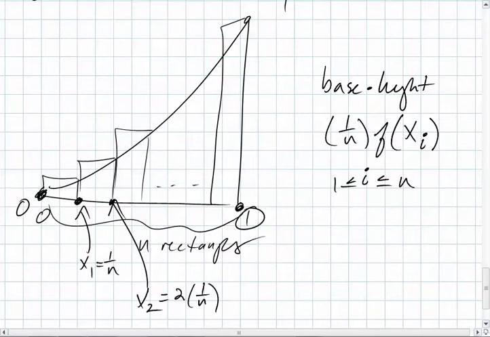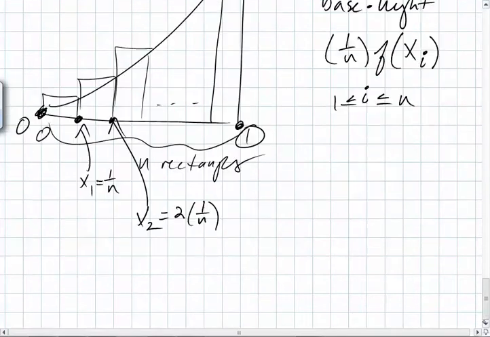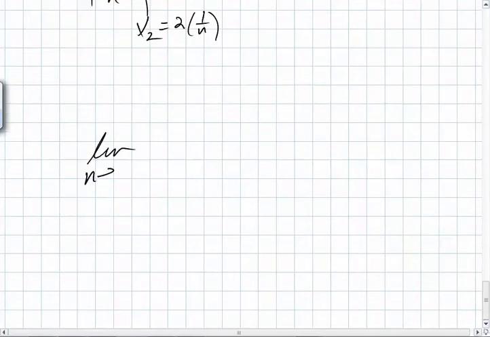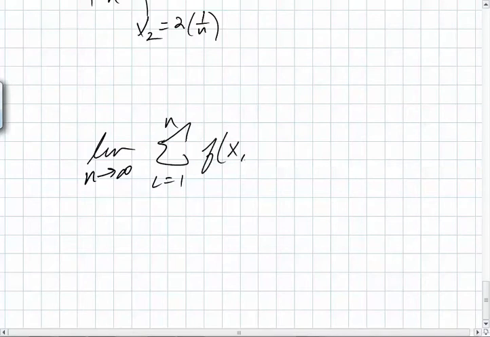Okay, so here's the deal. How many of these rectangles are there? Well, there's n of them, and we're looking as n goes to infinity, right? So this right here, if you add these all together, you end up with a value that's getting infinitely close to the actual area. So that's why you see this phrase right here. The limit as n goes to infinity of the sum of i equals 1 to n of... Does anybody remember what else is there? Anybody look this up last night? The function x sub i times what? Change in x.